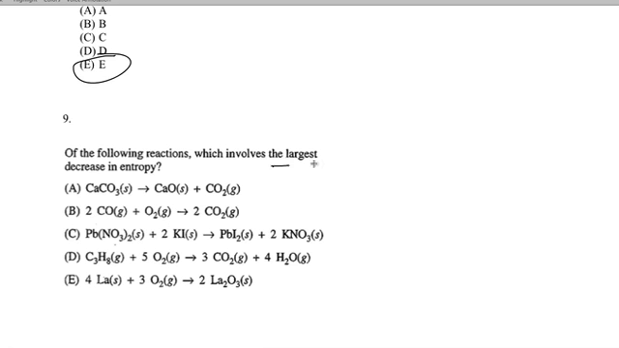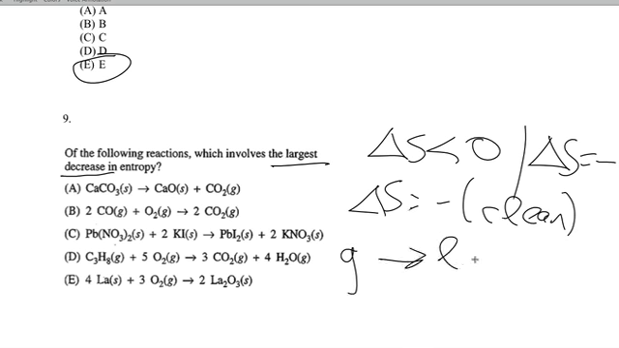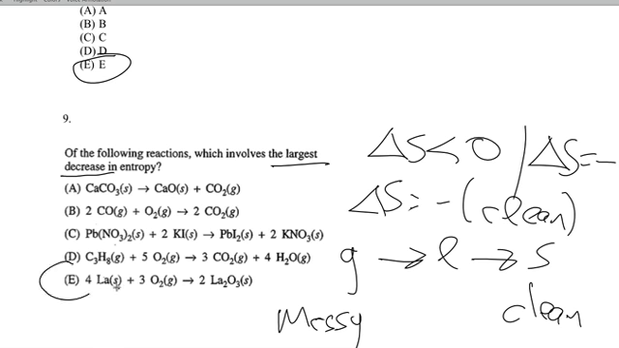Okay. Largest decrease in entropy is the one with delta S the most less than 0. And we know that if delta S equals a negative, we're talking clean. And gases are messy, then liquids, then solids. This is the messy side, this is the clean side. So E is the answer. You go from a solid and a gas to a solid. Everything else is either delta S 0 or it's actually getting messier. For instance, in this reaction, 6 gases make 7 gases. In this reaction, a solid goes to a gas.